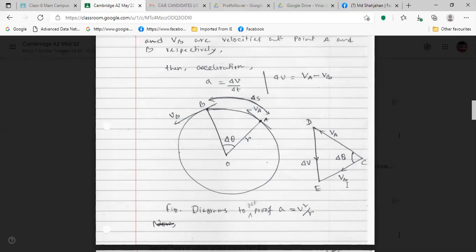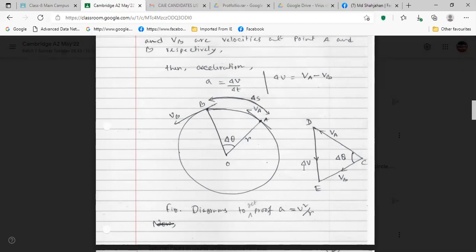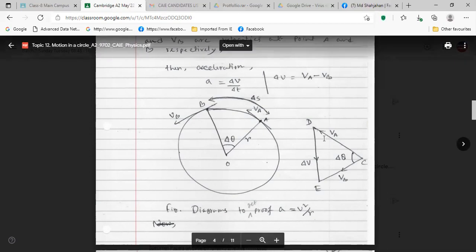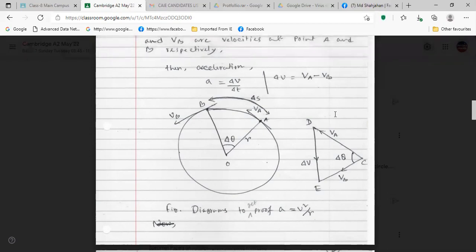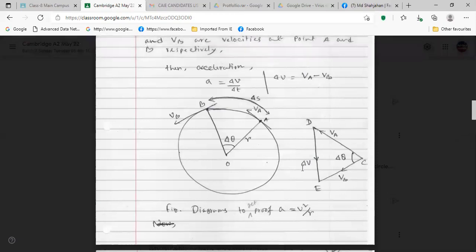So VA and VB, you get the difference. How much? Del V. That means their resultant, or their difference, is VA minus VB. They are working in two different directions, that's why we are subtracting them. VA minus VB gives us del V.